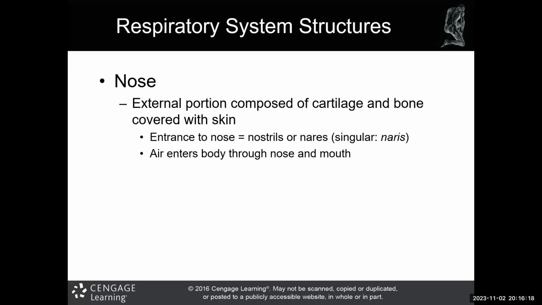Another part of breathing is the nose. The external portion is cartilage and bone. That's why you can bend your nose side to side. It's got cartilage, which is softer than bone. The entrance to the nose are the nostrils or the nares. Singular is naris, plural nares. Air enters the body through the nose and the mouth.